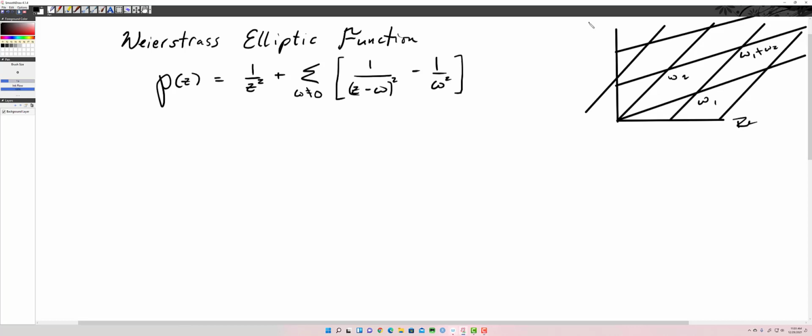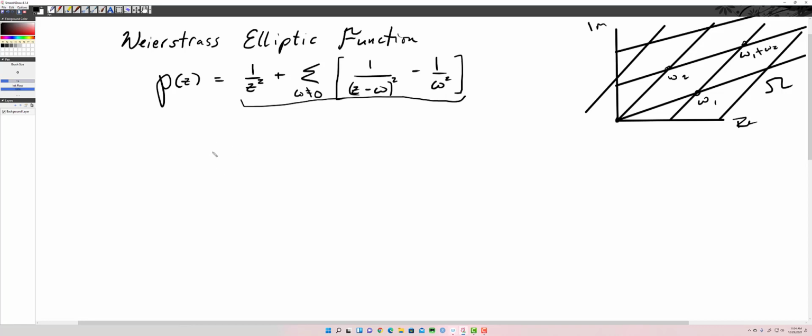Okay, welcome back. This is the second video on modular functions. We're starting with something that we left off with last time, the Weierstrass elliptic function, P of z, and last time we kind of derived it. We came up with something that looked like this. This sum here is over all the lattice points. You can see this is omega, all these lattice points, and this would extend all over the complex plane.